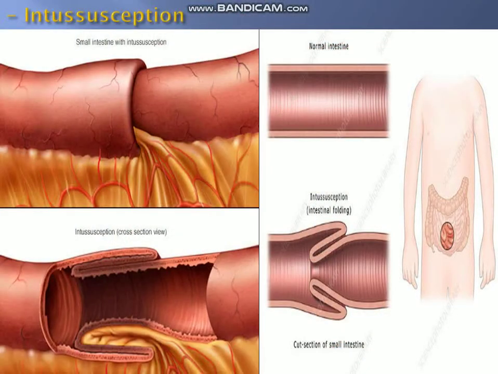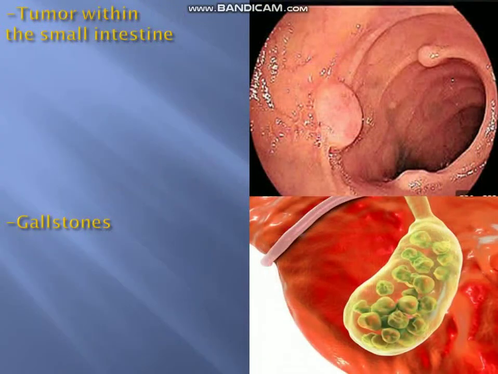Another cause is intussusception. It is the most common in children. As you see in the picture, it is a condition in which one segment of the intestine telescopes inside another, causing intestinal obstruction, a blockage. Intussusception can occur anywhere in the gastrointestinal tract. It usually occurs at the junction of the small and large intestine. The other one is a tumor within the small intestine.